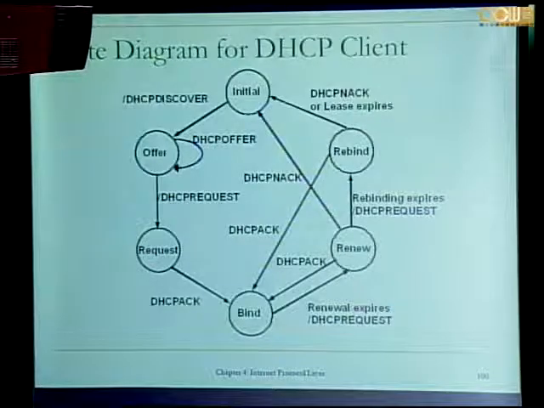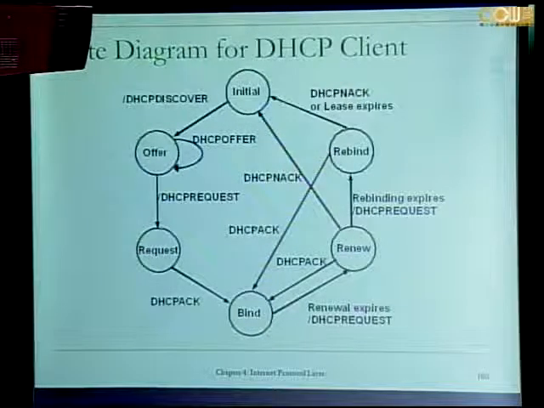So here's a more detailed procedure represented in a state diagram. On the top you see the initial state, and this is the state diagram for the client, the DHCP client. Initially you are at the top state, and then you send a DHCP discover frame, which is a broadcast frame. And then one DHCP server or one DHCP relay proxy would then reply with a DHCP offer.